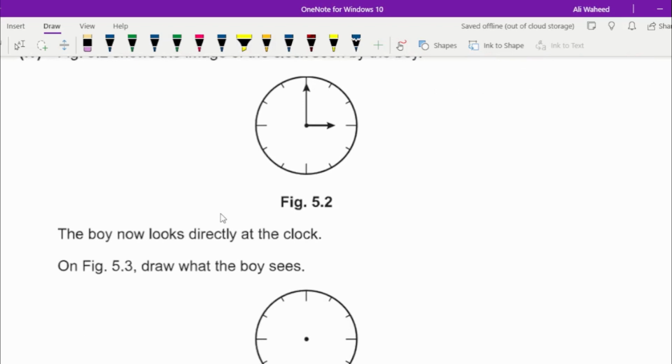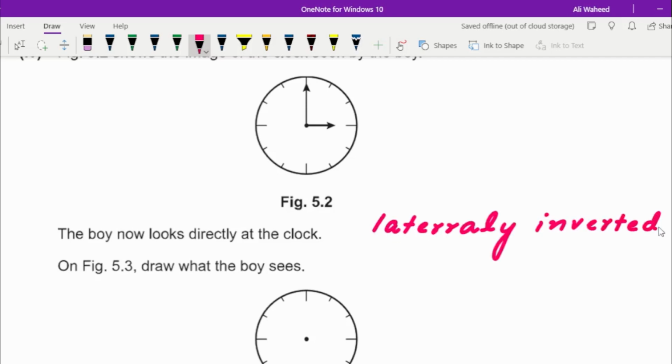So you see, the easiest thing is, one of the properties of the image formed by the plane mirror is that the image is laterally inverted. I repeat, one of the properties of the image formed by the plane mirror is that the image is laterally inverted.